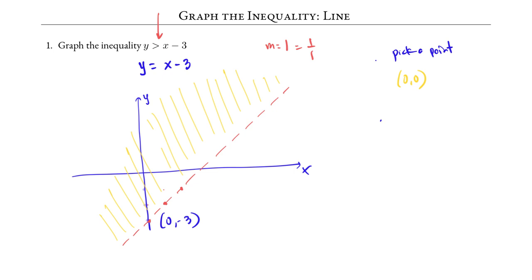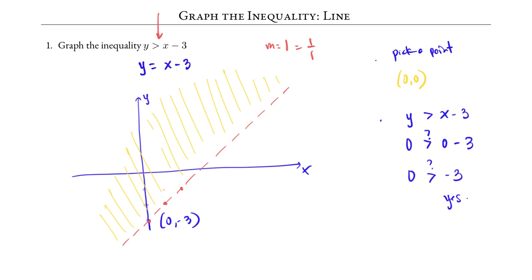And so the inequality is y greater than x minus 3. If we pick the point (0, 0), then y is 0. We put a question mark here, and x is 0, minus 3. And we ask ourselves: is 0 greater than -3? And the answer is yes. What that means is that the point (0, 0) is in the solution region. It is in the region that we should shade.